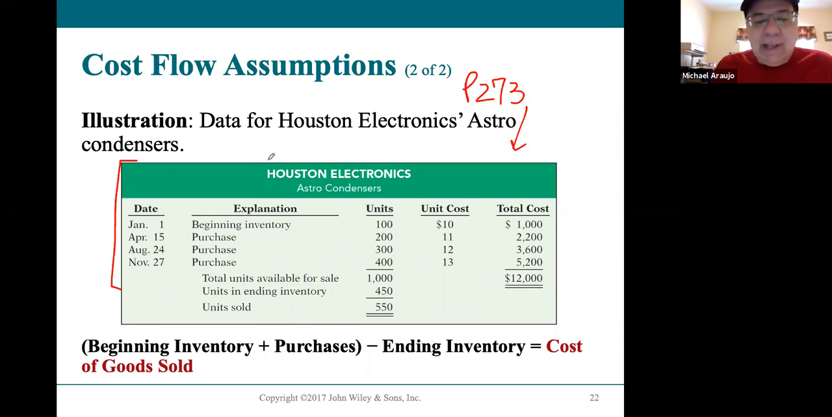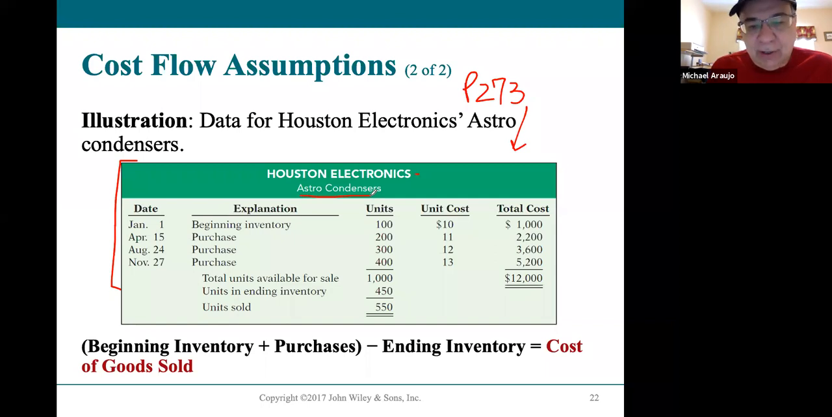As you see, the company that we're dealing with is listed first. Houston Electronics is the company. Yes, that's a dog barking, because I think the UPS man is here. She's going to go crazy for a few minutes, and then she'll calm down.